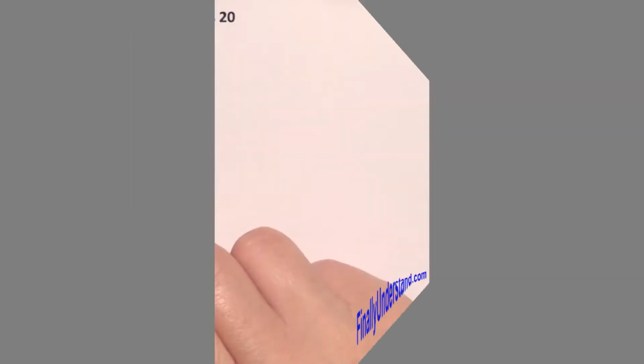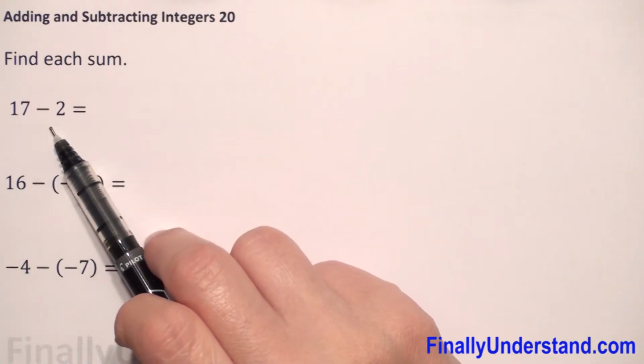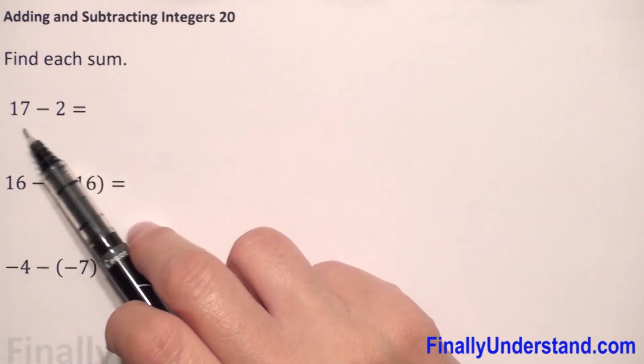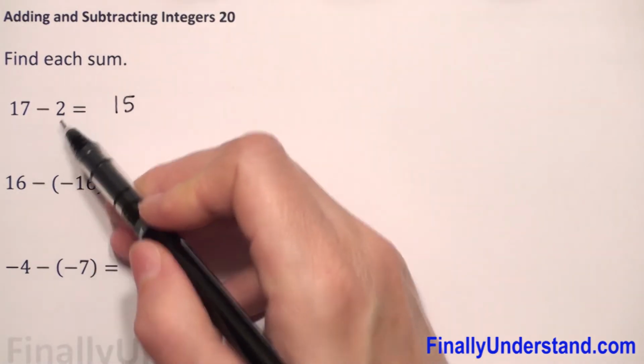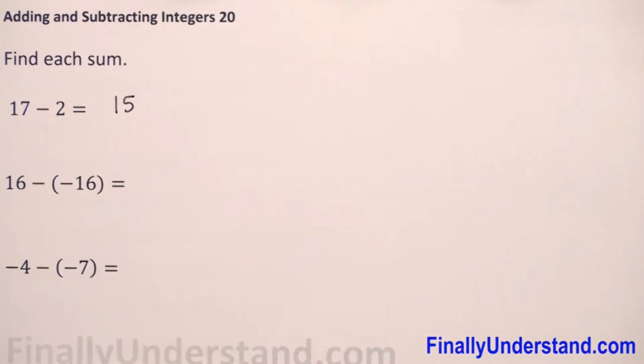We have subtracting of integers. In the first example, we have 17 minus 2. So 17 minus 2 is just 15. From a greater number, we subtract smaller, we can do this.